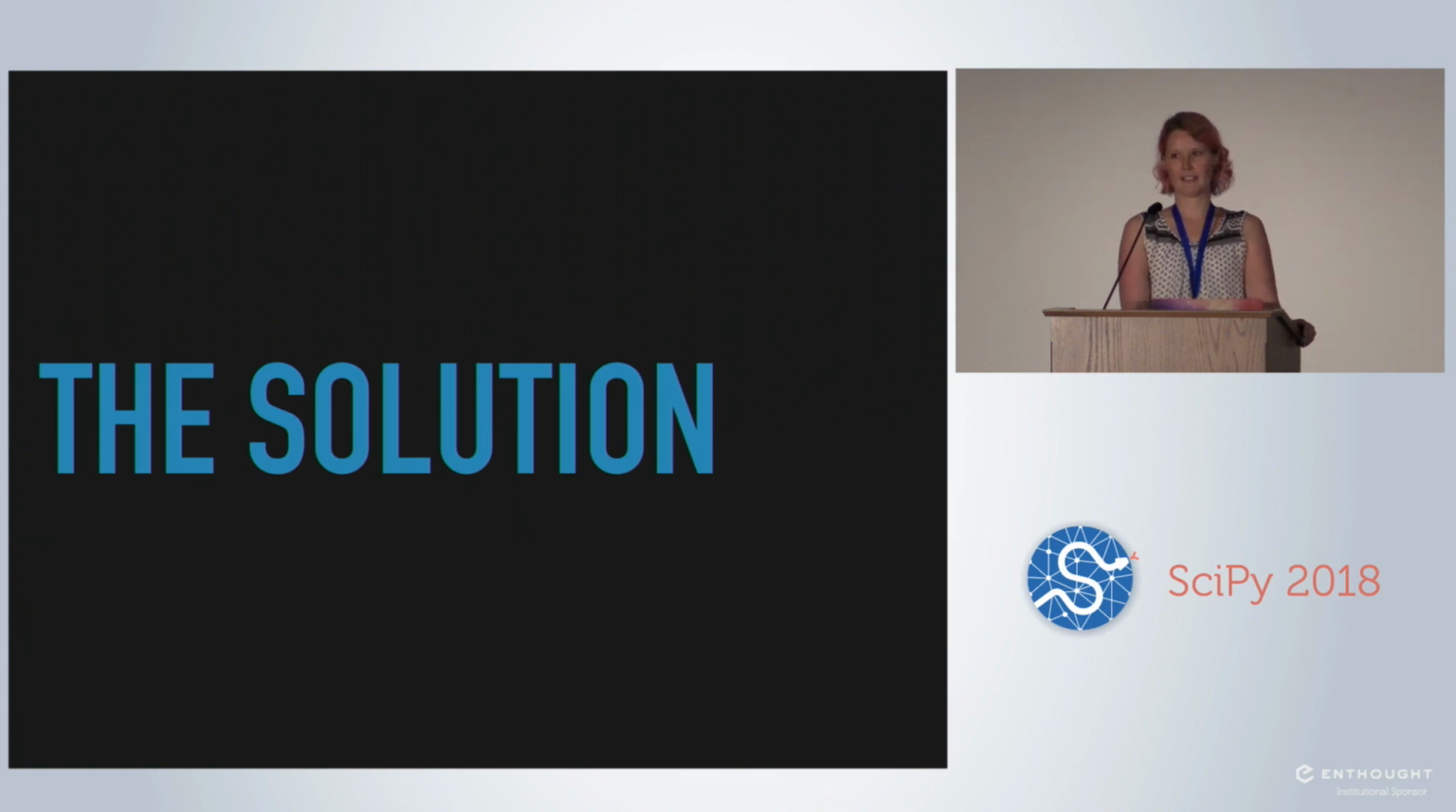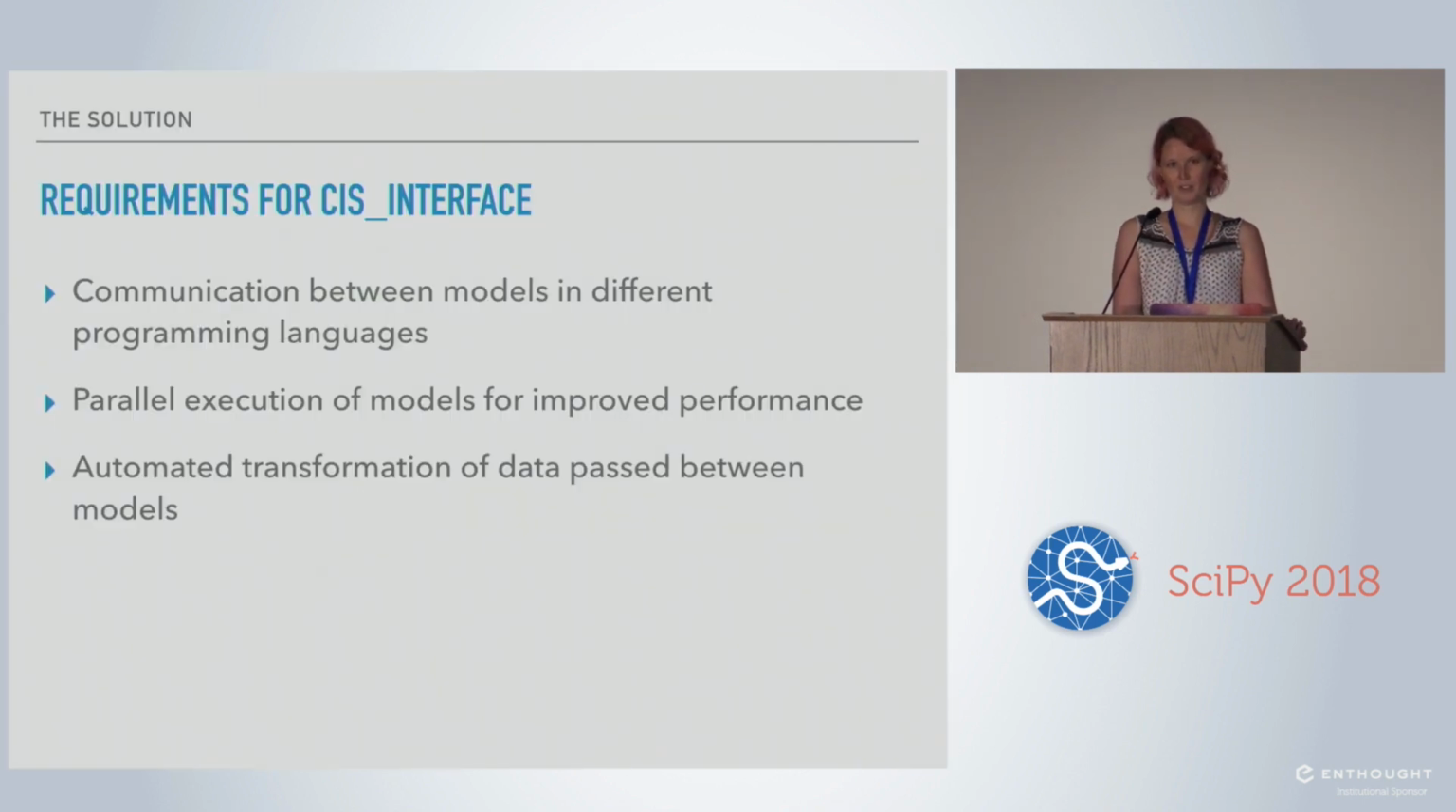So this is where CIS interface comes in to try and solve this problem. The requirements for building the CIS interface package were that we wanted to allow communication between models written in different programming languages. We wanted to allow the models to run in parallel so that we can take advantage of computational resources. And we wanted to automatically transform data between the models so that this is not on the domain scientist.